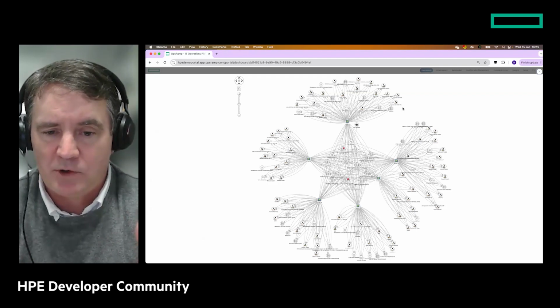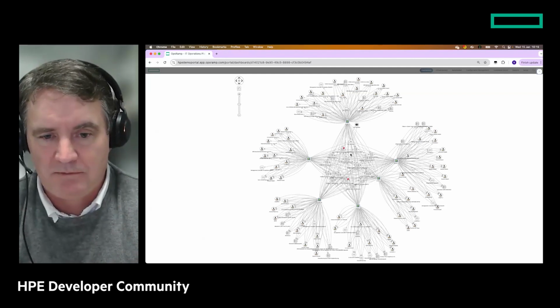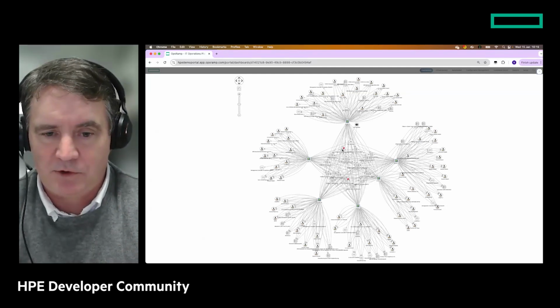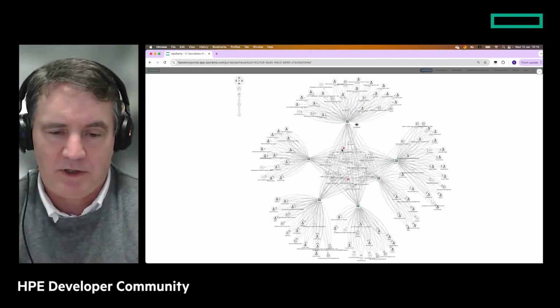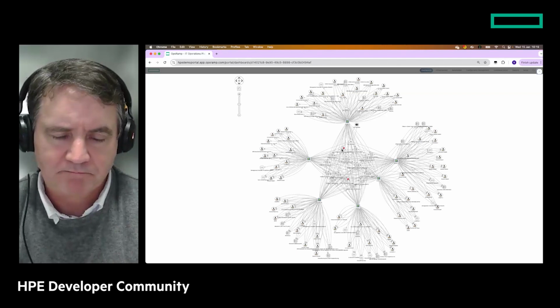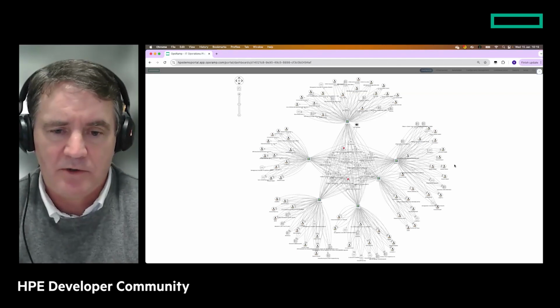First one being to do better change management. So being able to say, okay, I'm going to update some storage. What would be impacted by that change? And then you can have better rollback planning. And the second use case is around machine learning to do alert correlation. And I'll talk about that a little bit more as we go along.